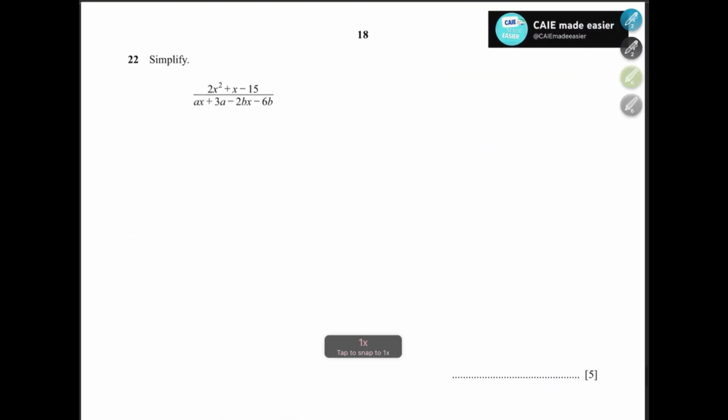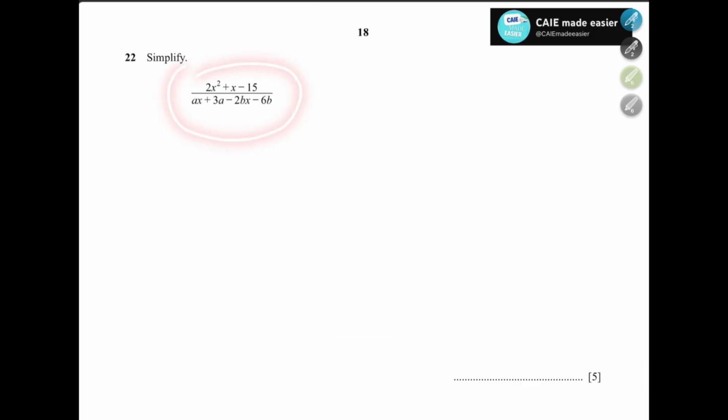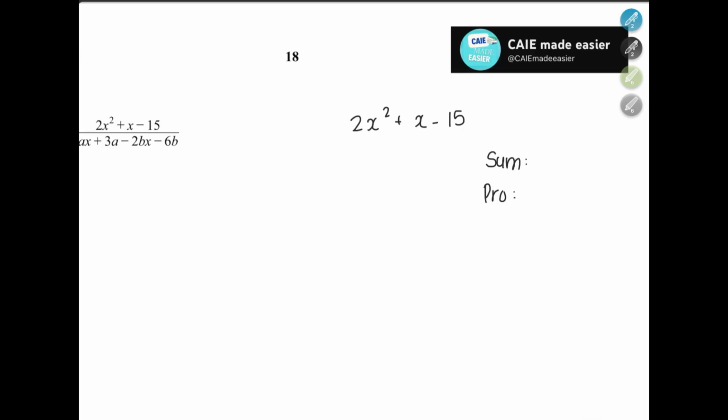Now we're supposed to, question 22, simplify this. To simplify this, let's factor out the numerator, and then let's factor out the denominator, and then we can cancel out if we can cancel anything. So first, let's factorize 2x squared plus x minus 15. We have to factorize, so we'll find the sum and product. Now we'll find the sum, the coefficient of x, which is 1 in this case, so it's going to be 1. What about the product?